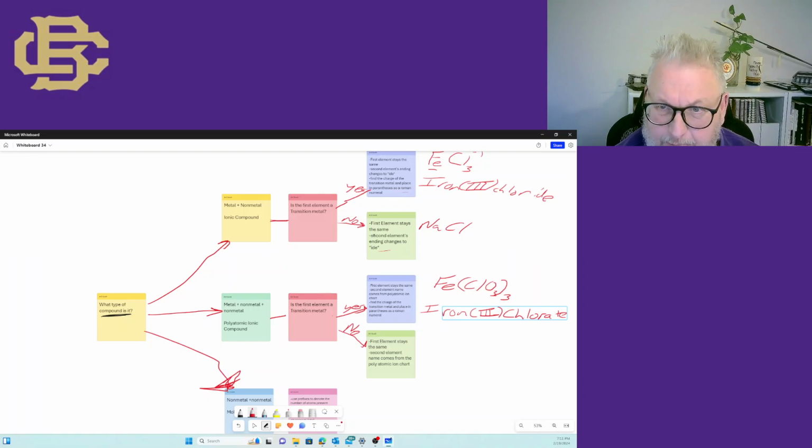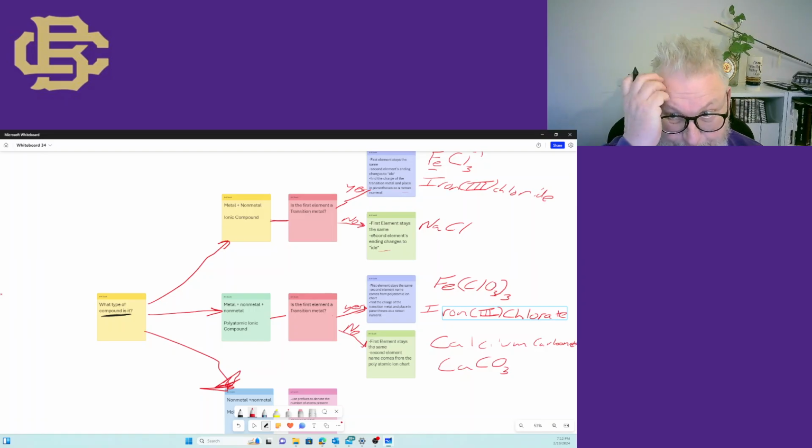So the metal, non-metal, and non-metal? Is the first element a transition metal? No. So the first element stays the same. The second element comes from the polyatomic ion chart. So let's say I gave you calcium carbonate. I like that. Made a lot of money with it. Calcium carbonate. Alright, so I know Ca is +2. And then I look for carbonate, which is CO3. I think that's a -2. So to get a neutral charge balance, that's -2 and +2. That's CaCO3.